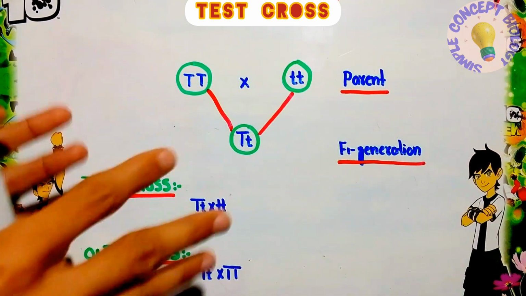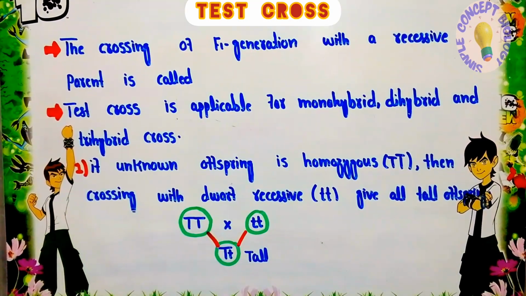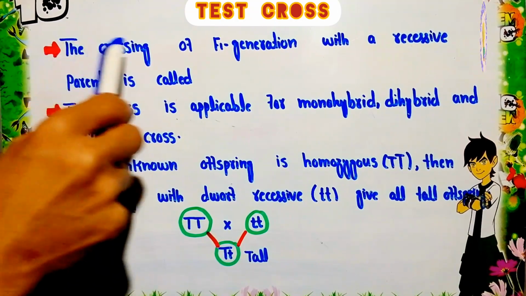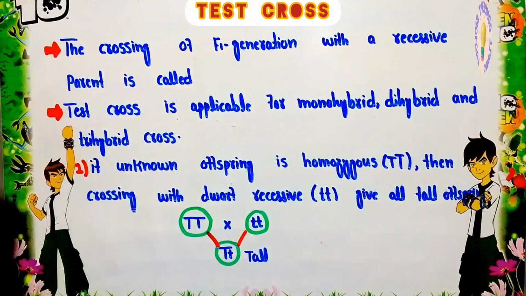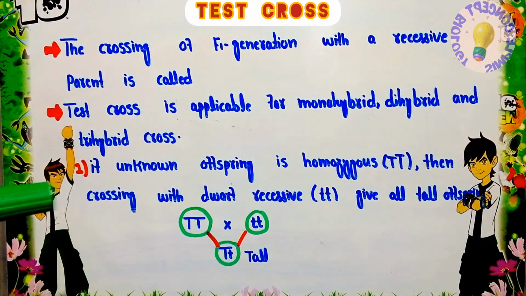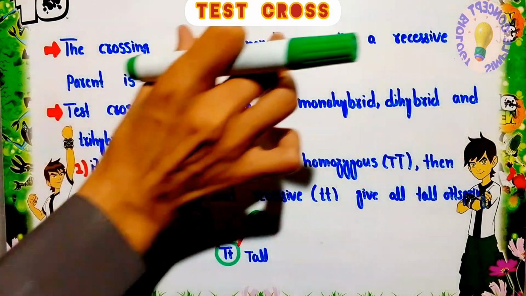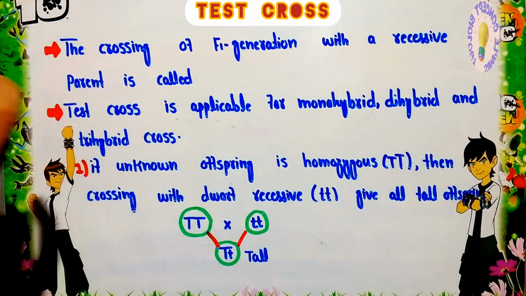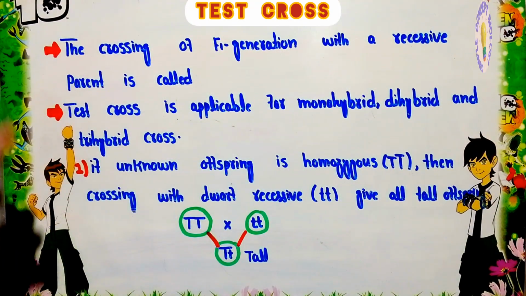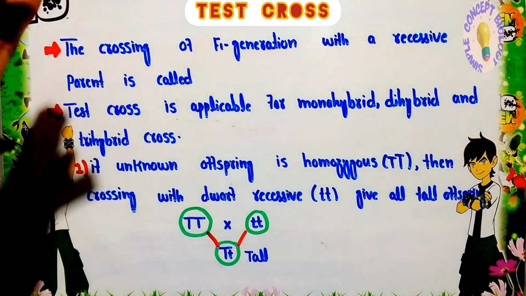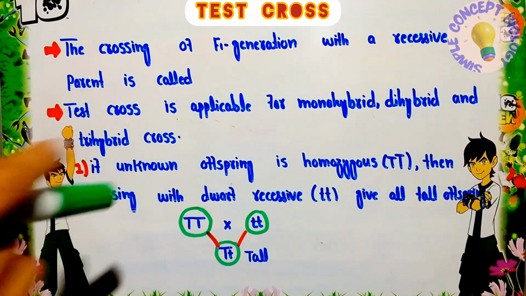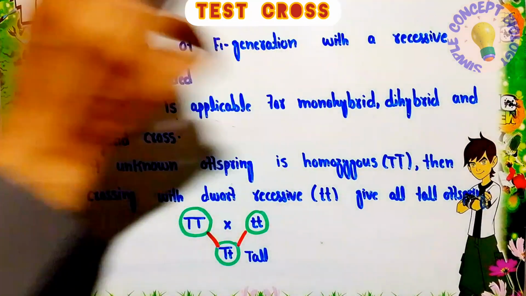Now let me discuss the theory of the test cross. What is the definition of a test cross? The test cross is the crossing of the F1 generation with a recessive parent. Here F means filial generation, meaning son and daughter generation, and this is called the F1 generation. In Mendel's work, the recessive character is dwarfness, while the dominant character is tallness. Here we cross the F1 generation with a recessive parent, meaning a dwarf parent. Such a cross is called a test cross.